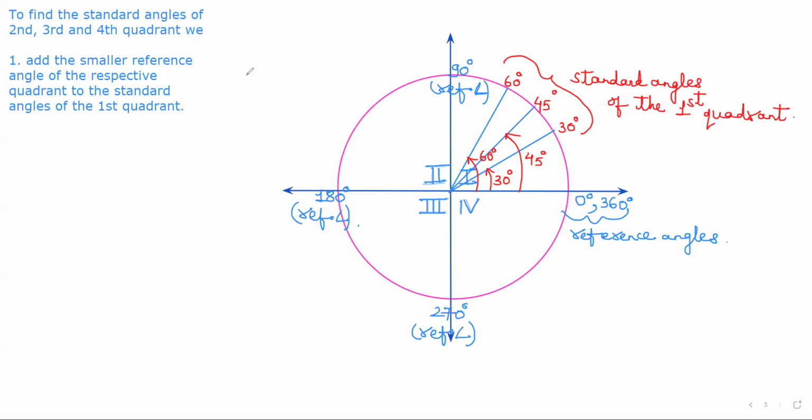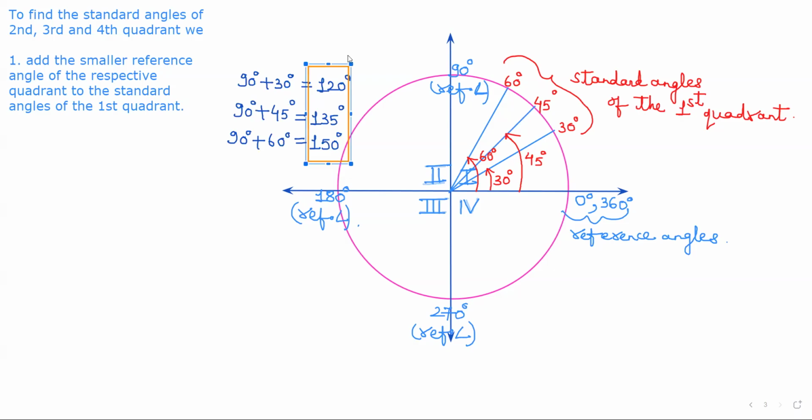So we will add 90 to 30, 45 and 60. This gives 120, 135 and 150 degrees. We have to add them separately. So these three angles are, it is written, read it: add the smaller reference angle of the respective quadrant, that is 90 degrees in this case, to the standard angles of the first quadrant.